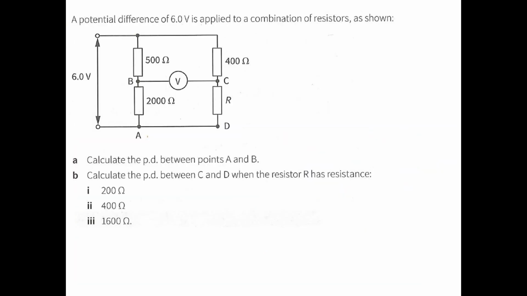Here is another question. Let's try to answer it now. This question is first asking us to find the potential difference between points A and B. It is based on the same principle and the same procedure as in the previous question. First, we need to understand where points A and B are. Here you can see points A and B, and the resistance between these two points is 2000 ohms.